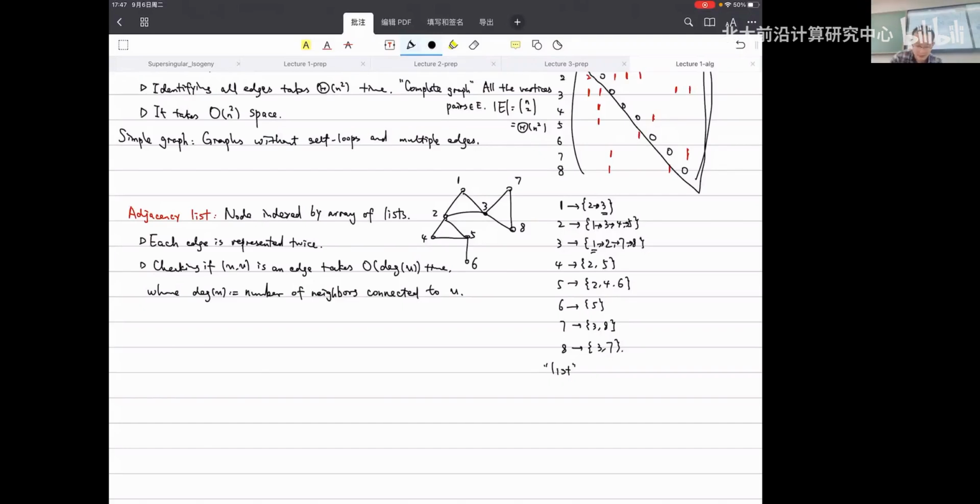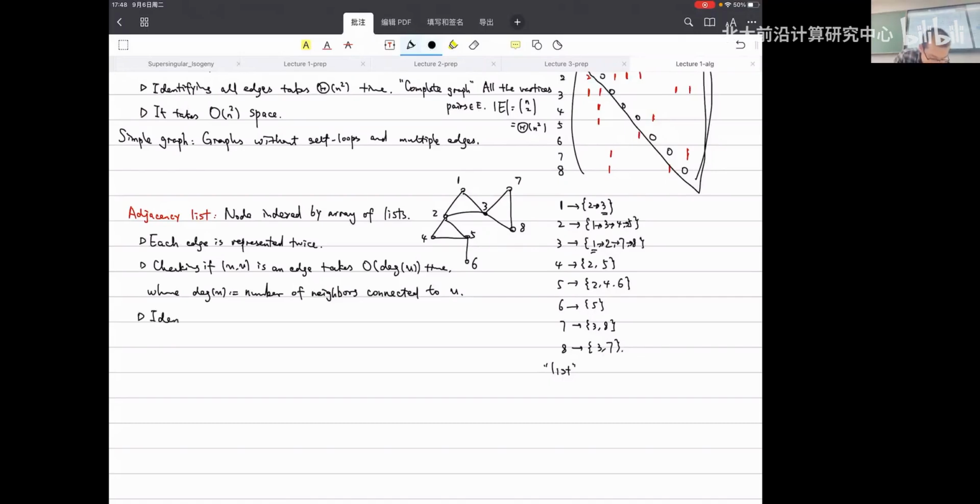So this is basically telling you that 6 is not an edge in this graph. So basically you can store this as a list kind of structure. And that is the reason why I'm saying that checking if (u, v) is an edge takes O of degree of u time. But there are also some good things.